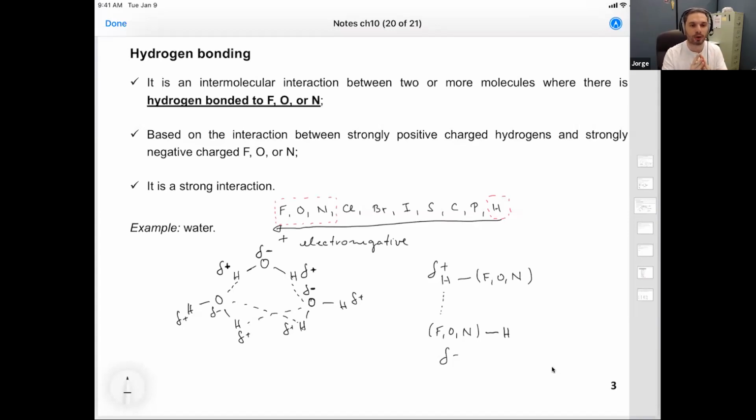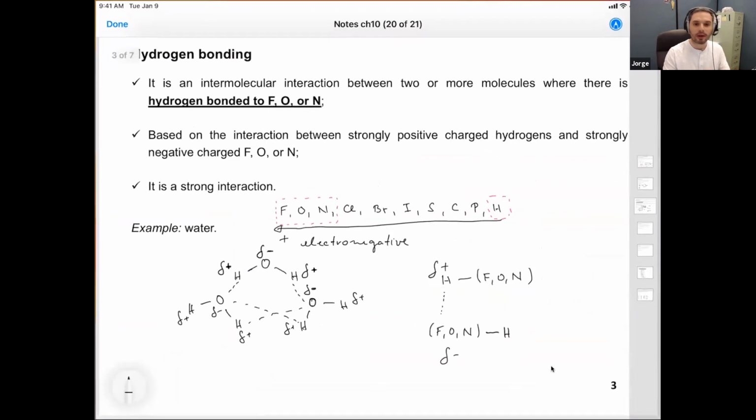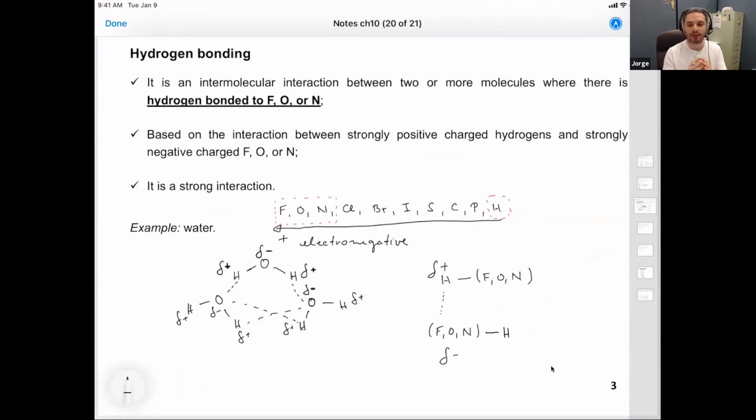Then we moved on to hydrogen bonding, which is the interaction between a hydrogen and fluorine, oxygen, or nitrogen. And because the electronegativity difference between fluorine, oxygen, and nitrogen compared to hydrogen is huge, that creates almost a positive charge on the hydrogen and a negative charge on fluorine, oxygen, or nitrogen.